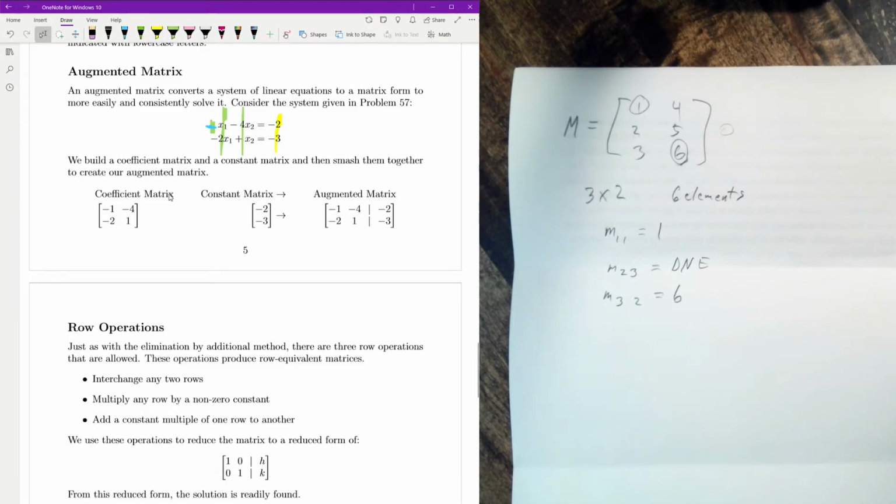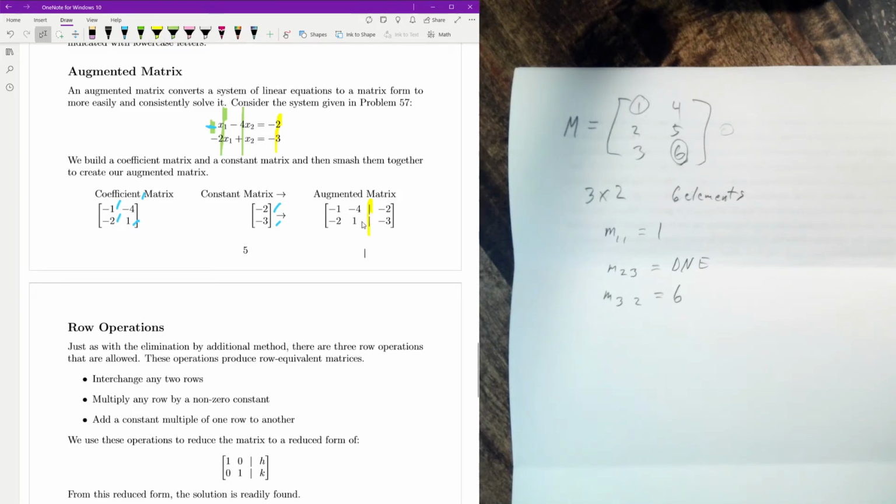So the coefficient matrix is minus 1, minus 2, minus 4, plus 1. The constant matrix is minus 2 and minus 3. And then we kind of smash them together to create an augmented matrix. We smash them together just by putting a dashed line in between them. So we just drop that dashed line in between them and we have our augmented matrix.